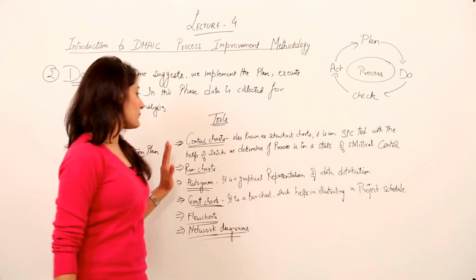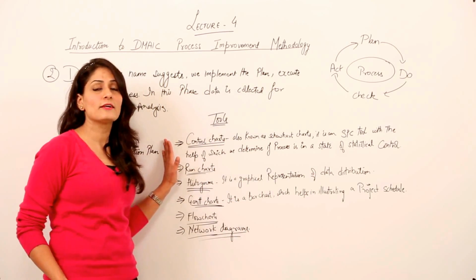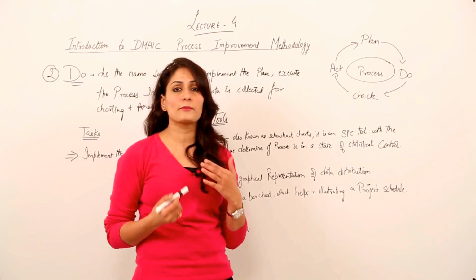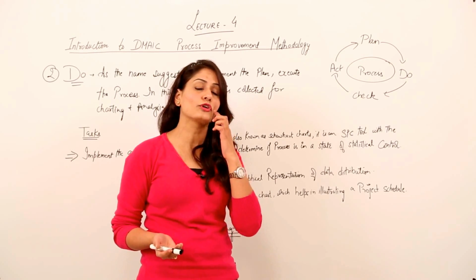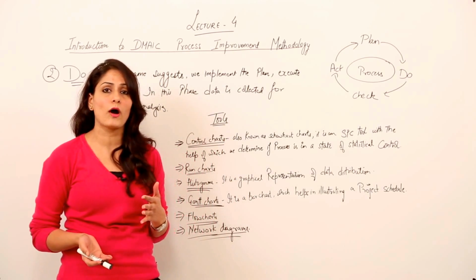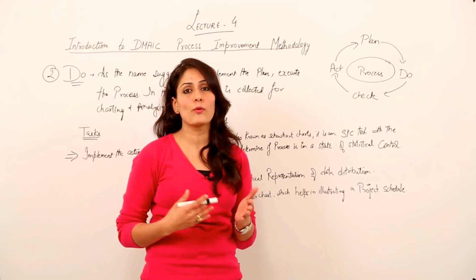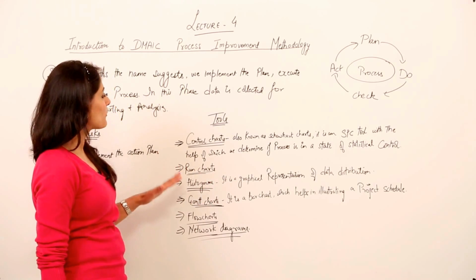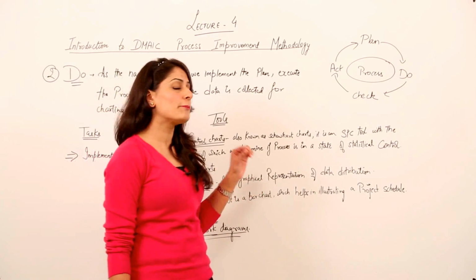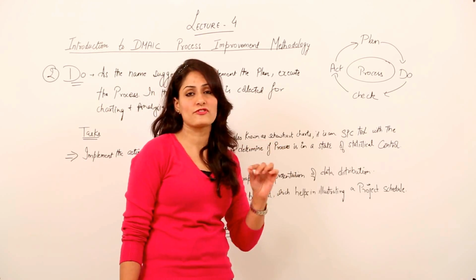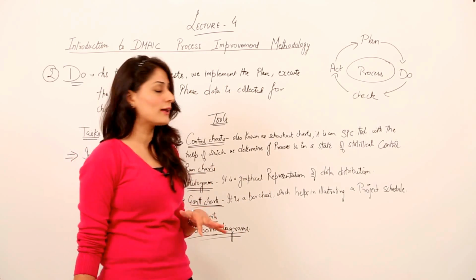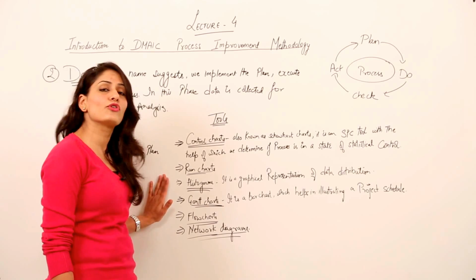The tools are, number 1, control charts. These are also known as Shewhart charts. It's a statistical process control tool and I have taught you about SPC in lecture 1. If you have any doubt, you can just go back and check lecture 1. So basically control charts, with the help of these we can determine if the process is in a state of statistical control. Then comes run charts, we have already done this, and then comes histograms.